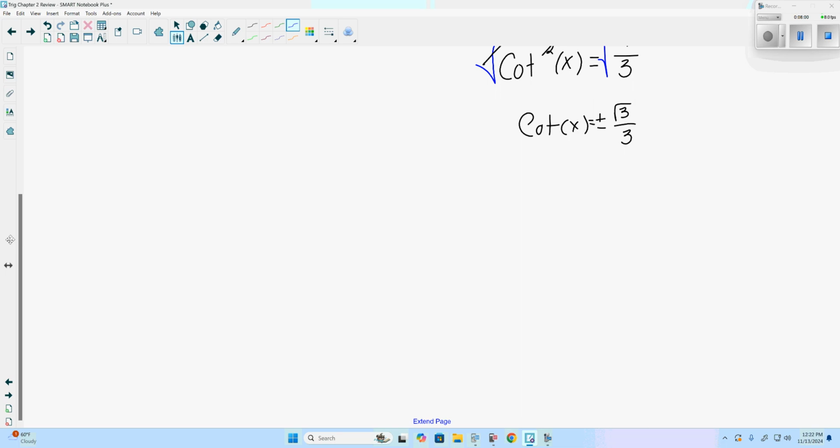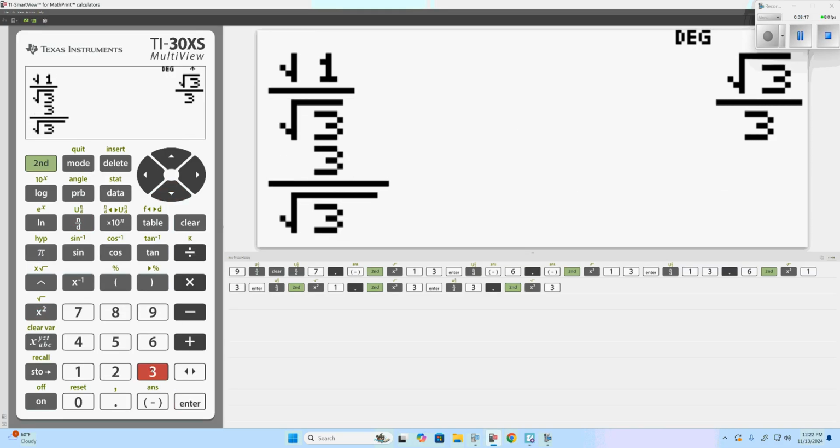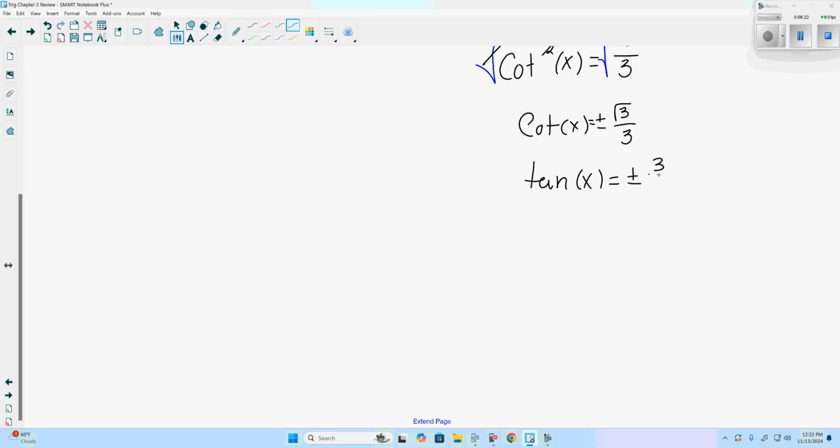Or we can use our reciprocal functions and know that since cotangent of x is equal to plus or minus the square root of 3 over 3, well, tangent's 1 over, we would flip it, which would be 3 over the square root of 3, which is just telling us that tangent of this same angle would be plus or minus the square root of 3.